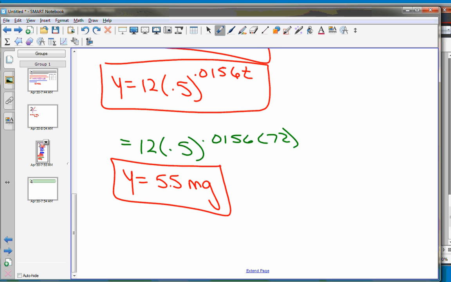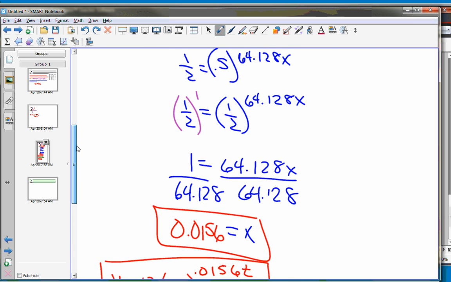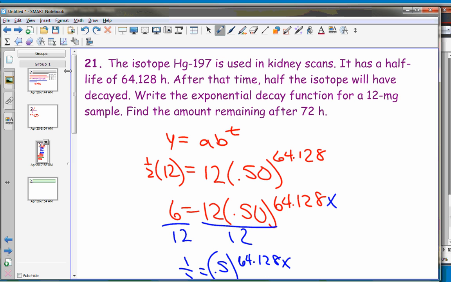Milligrams. Use it in a sentence. What does this mean? You do have 5.5 milligrams. After 72 hours? Perfect. Do we all understand that? Yeah. Okay? So do we all understand this problem? Okay? Because you guys are going to have to duplicate this problem.